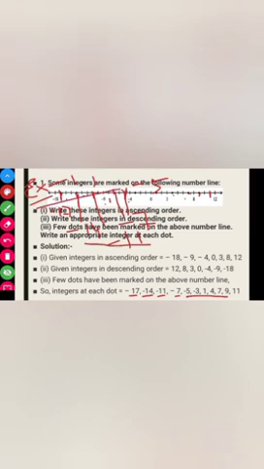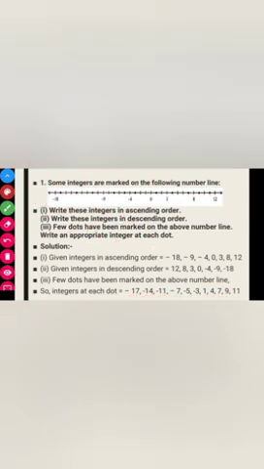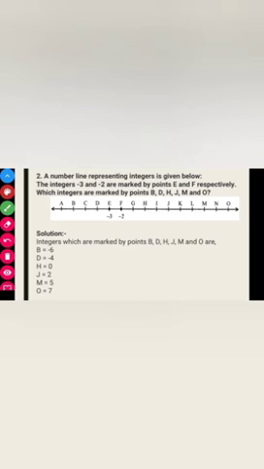Now come to the next question. Now question number 2. In question number 2 it is given the number line representing integers given below. Minus 2 and minus 3 are given. Minus 2 is represented by F and minus 3 is represented by E. Which integers are marked by the points B, D, H, J, M and O?